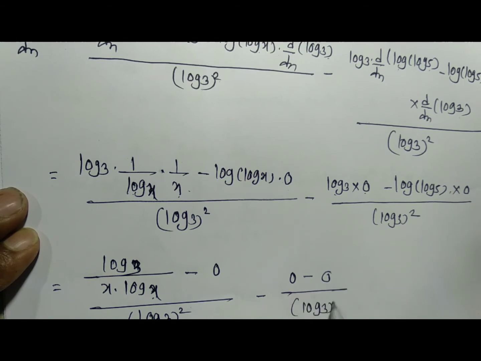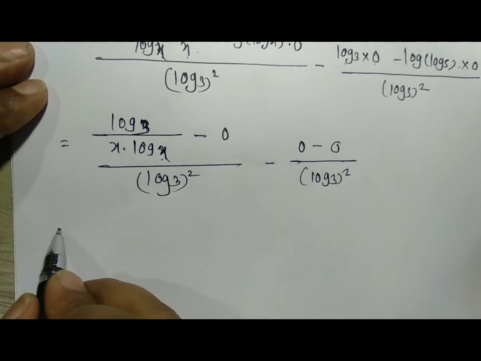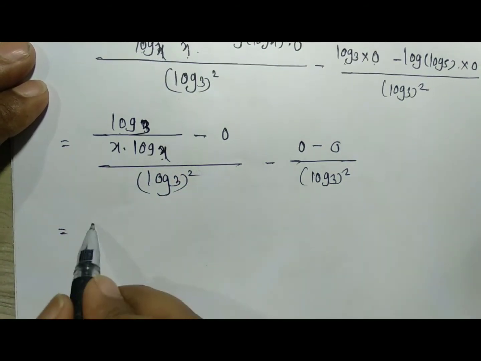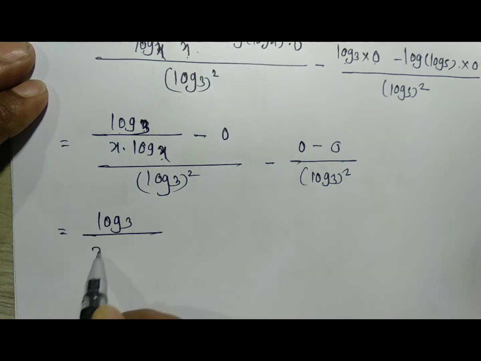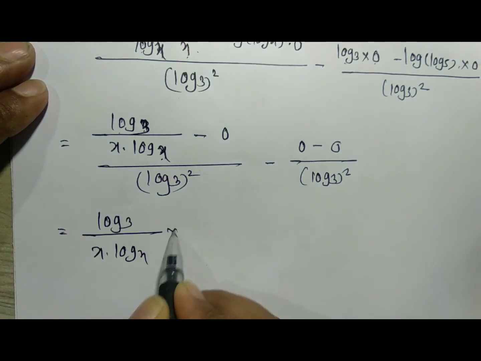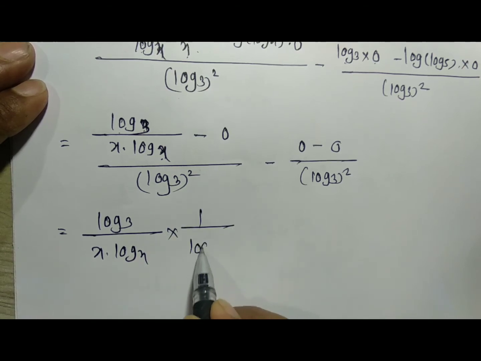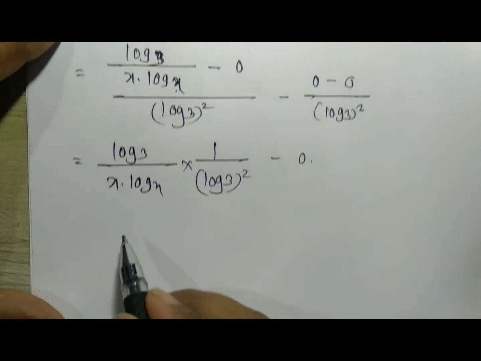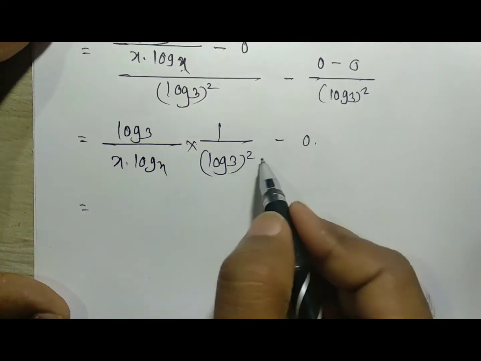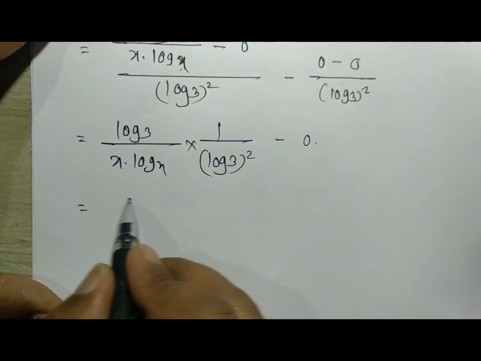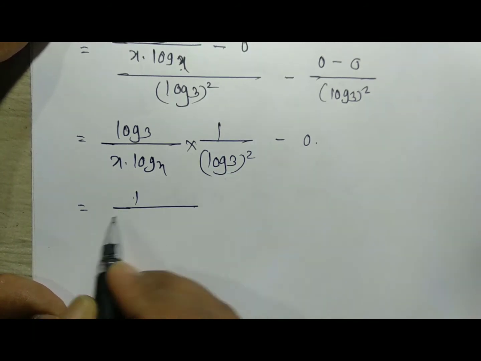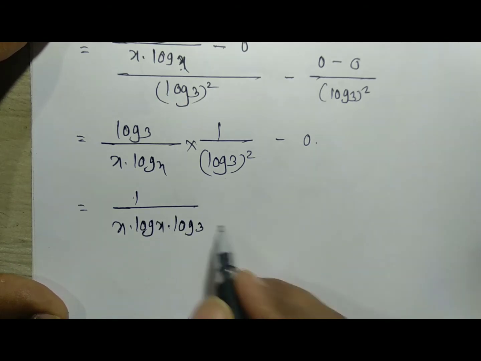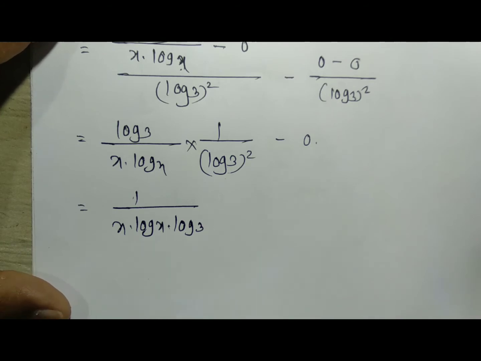And right now we take log 3 minus 0, which is as it is, and log 3 divided by x into log x, and divided by this one is nothing but log 3 squared, and minus this 0 is considered here. And once again the two log 3's cancel, and therefore you will get 1 divided by x into log 3, and this is the derivative related to that function.